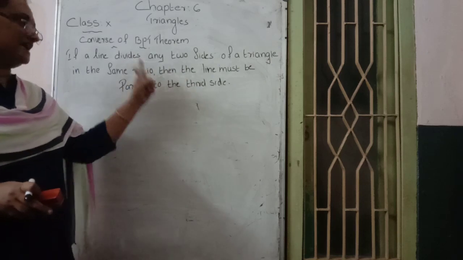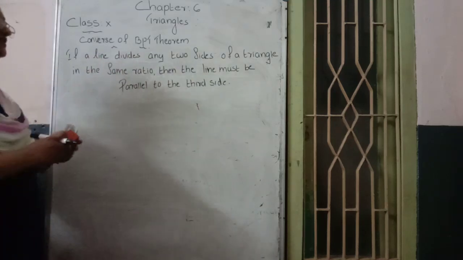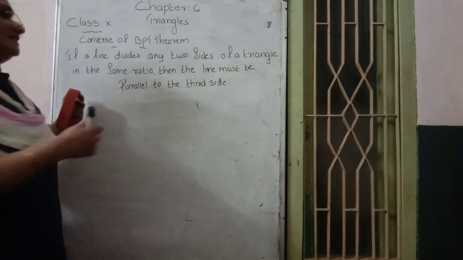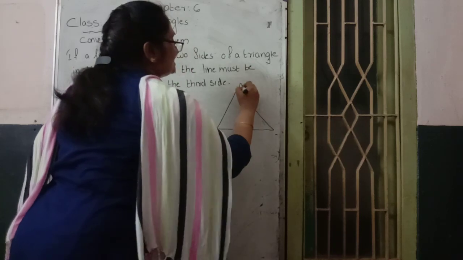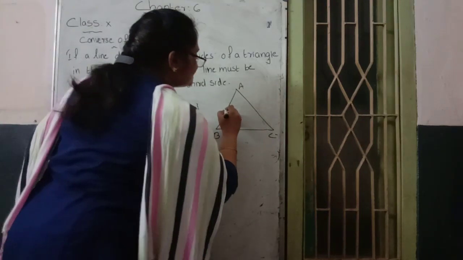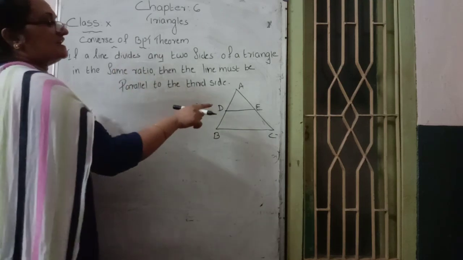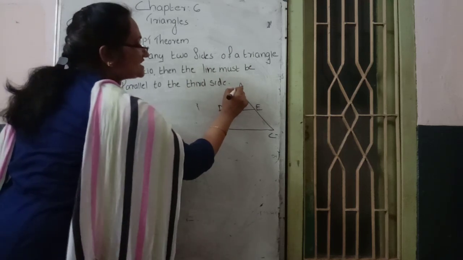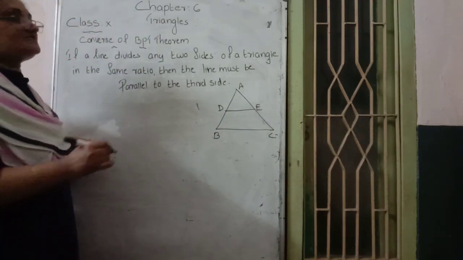What do we want to prove then? We prove that the line must be parallel to the third side. For that, I draw a triangle and name it ABC. DE is the line. They have given us the line DE, which divides the sides of the triangle in the same ratio. That means AD by DB and AE by EC are the same ratio.